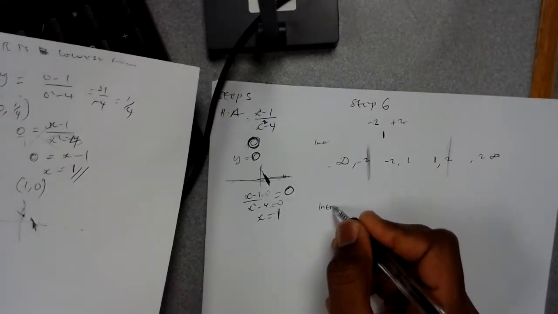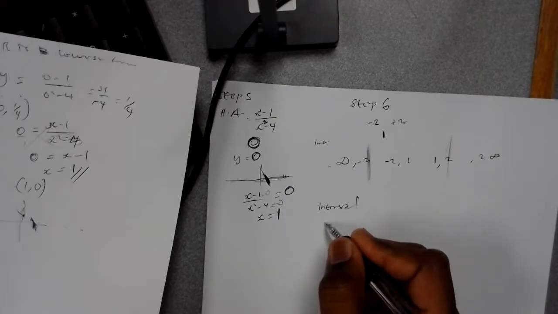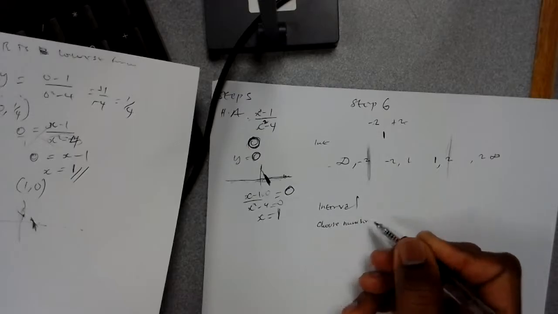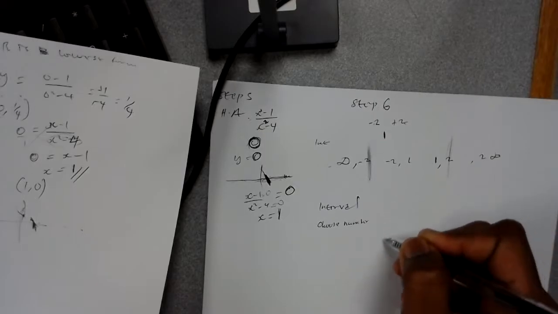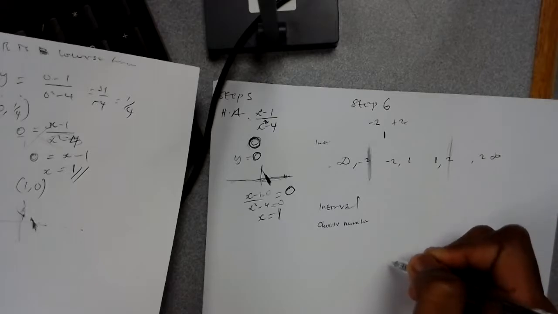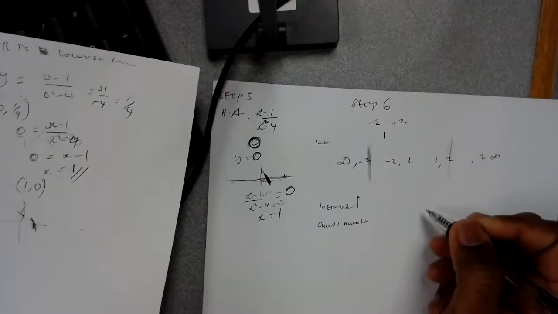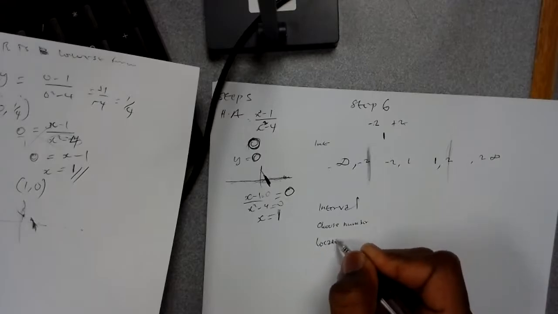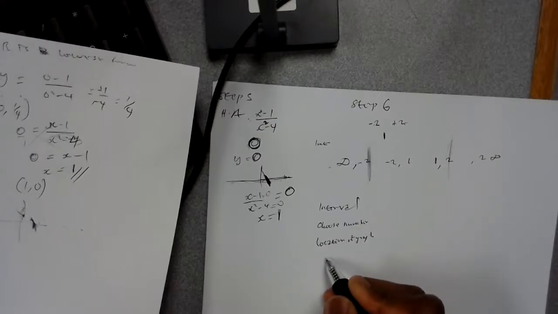I'll put interval. We already found that one. We're going to choose a number within the interval we get here, and see the value of r, whether the number is going to be below the x-axis or above the x-axis. That's the location of the graph. So the columns are location of graph, and the third one is going to be point on graph.